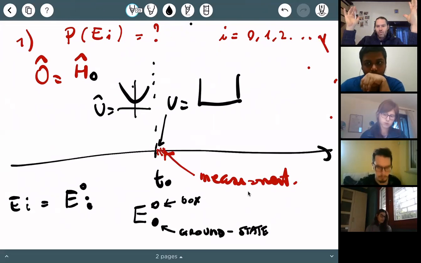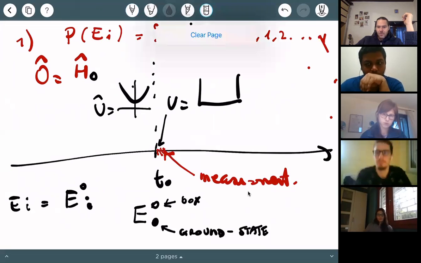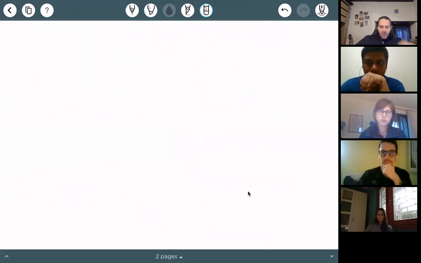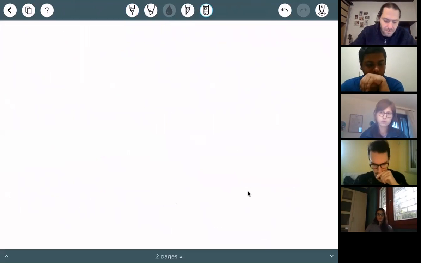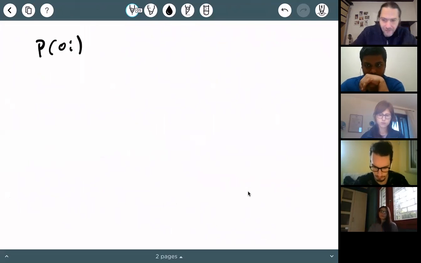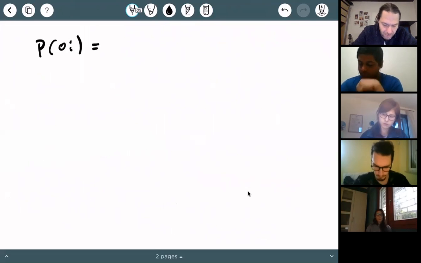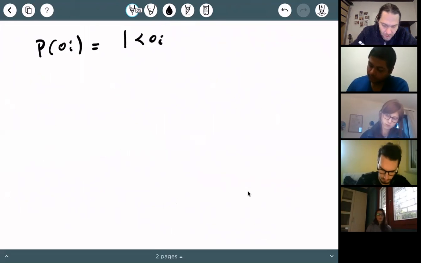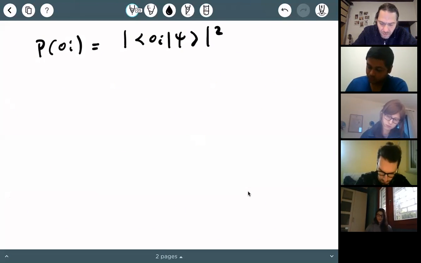Remember the general rules. I'm going to erase this board. Is everybody okay with this board? So remember, what does the general rule say? The probability of observing the ith eigenvalue of my operator is given by the corresponding eigenstate projected on my state, square modulus. Do we agree?